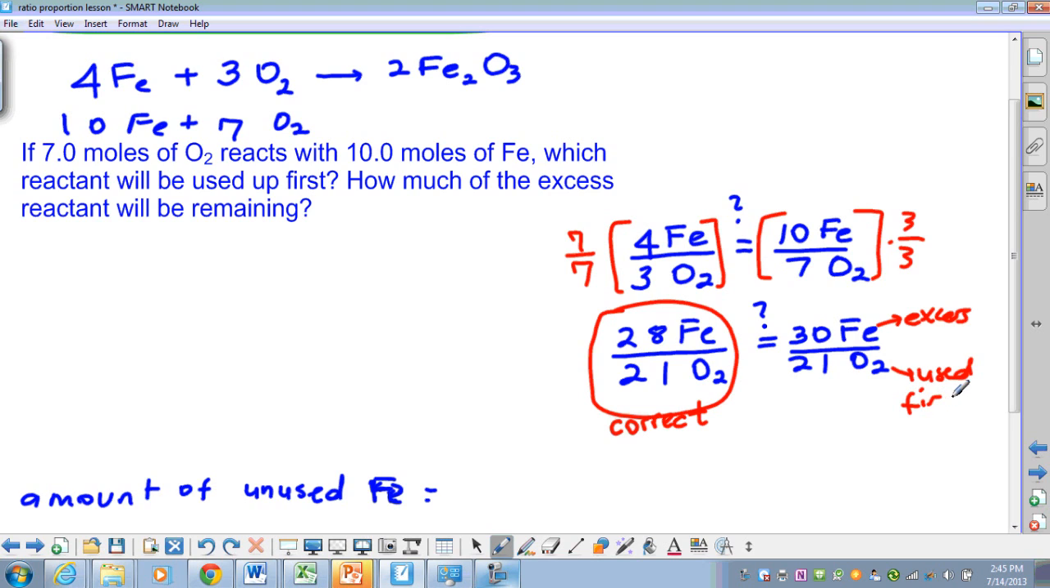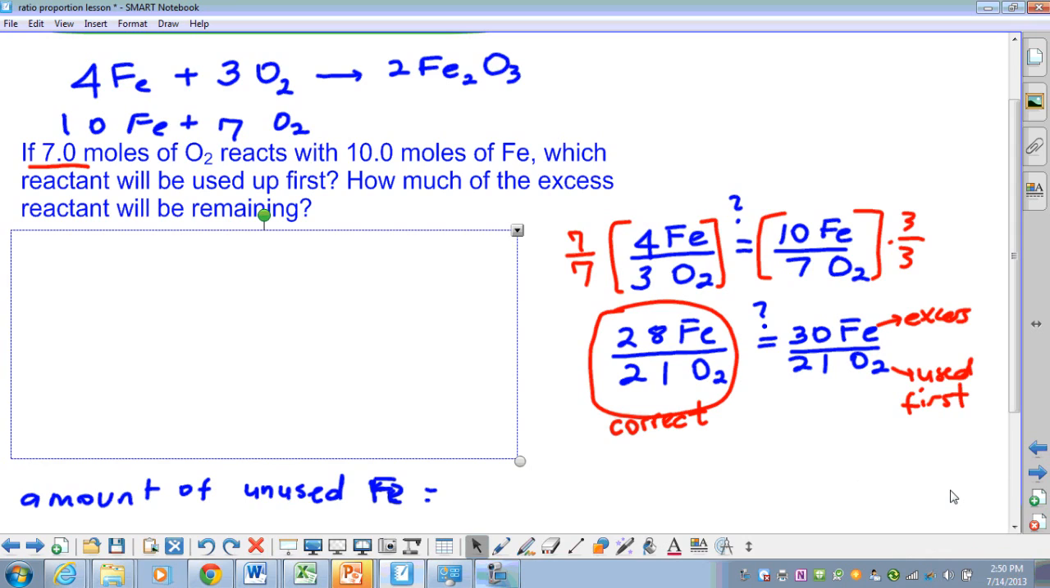Now, you cannot, though, conclude how much excess, because we changed the given information. You were not really given 21 moles of oxygen, so you cannot now conclude 2 moles in excess, because this is not what we really have. From this information, all we're obtaining is which one is in excess and which one is used first. And our answer is oxygen is used first. Whichever one you have in more limited amount, in this case oxygen, use that one to answer the question.